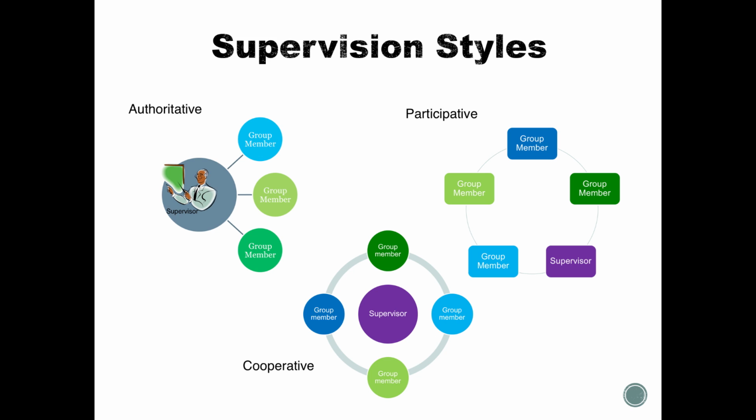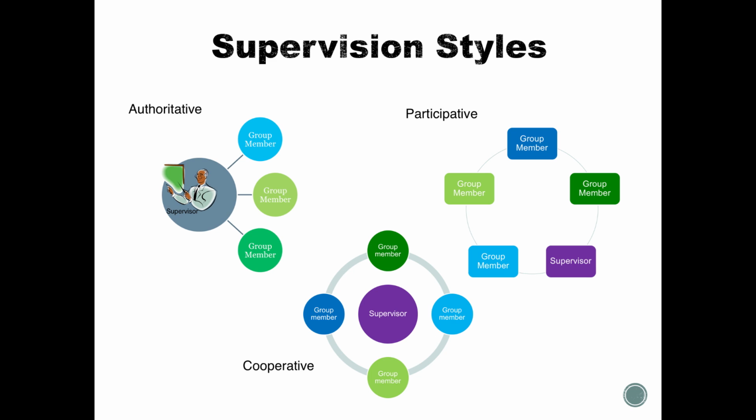For one, we have what we call the authoritative style of supervision. In this style, we have what we'll call a power differential between the supervisor and other group members. Basically, the supervisor comes in as the expert. They come in knowing the knowledge and the competence that they need to pass down to the supervisees. And so these group members look to the supervisor for everything that they need.